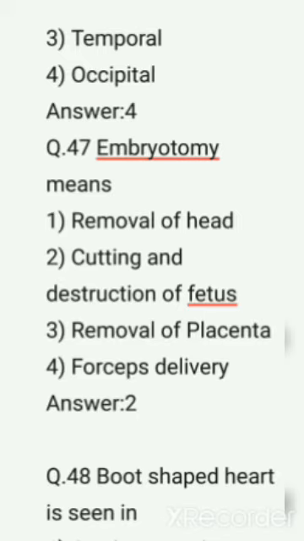Embryotomy means. Options are removal of head, cutting and destruction of fetus, removal of placenta, forceps delivery. Correct answer, cutting and destruction of fetus.